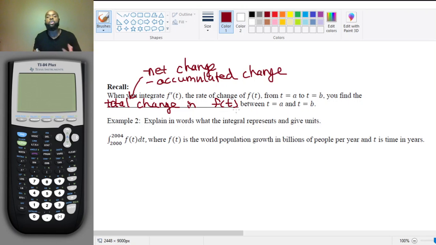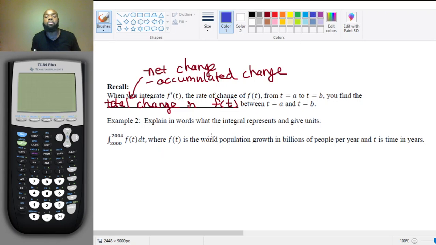And so what we're going to do is we're going to use this in order to help us make interpretations of the integral. And so it says, explain in words what the integral represents and give units. Here we have the integral from 2000 to 2004 of f of t dt, where f of t is the world population growth in billions of people per year, and t is time.